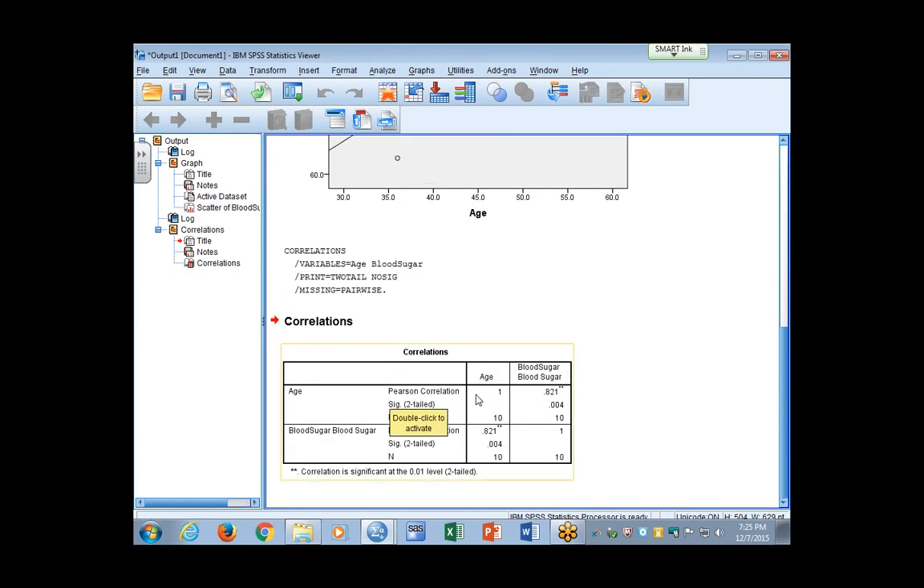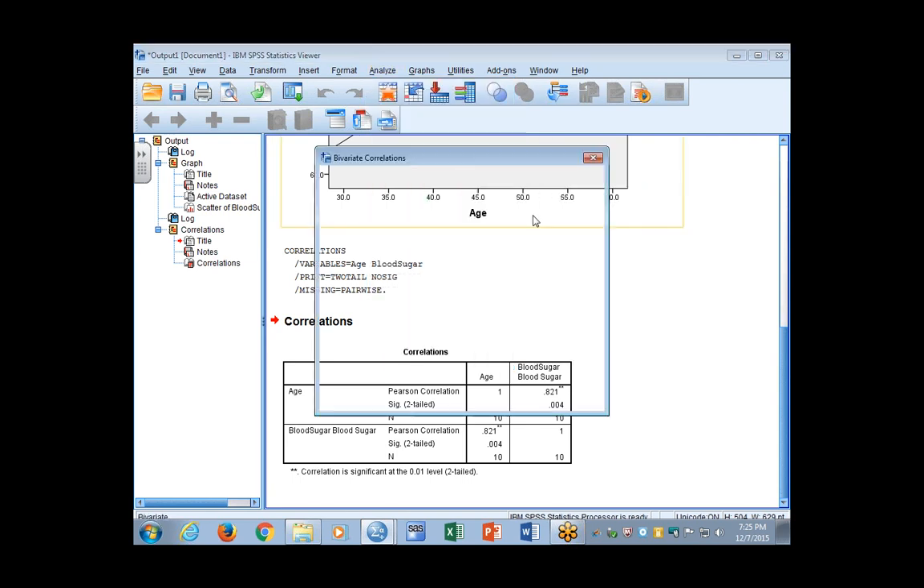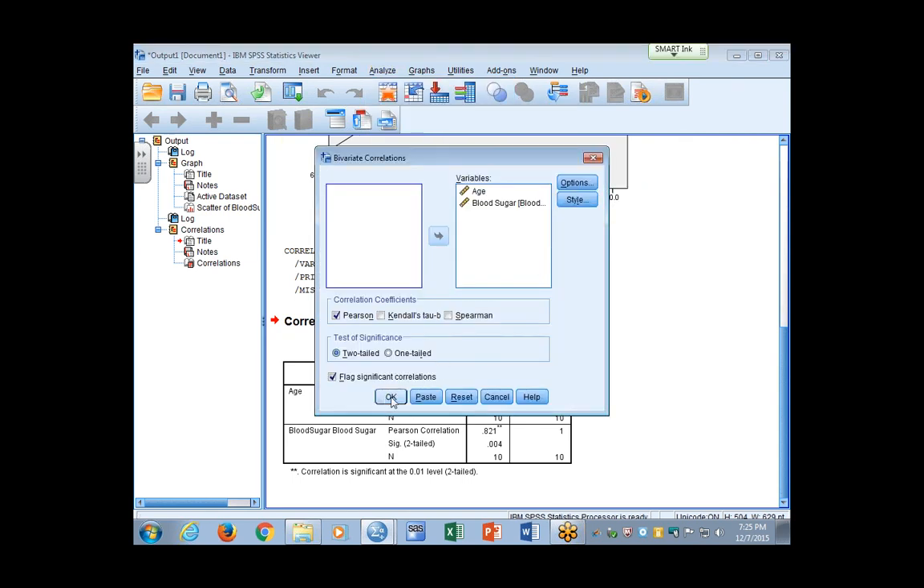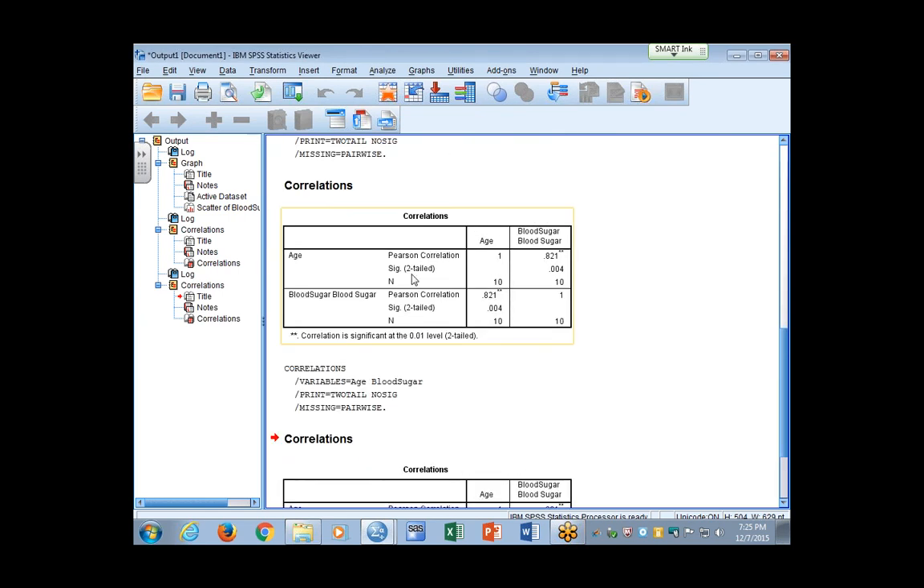I'll click OK, and here's our calculation of correlation. Our Pearson's correlation is 0.821. That's the number I should have got when I did the cell calculation. I'll go over it later and see if I can figure out what I did wrong.